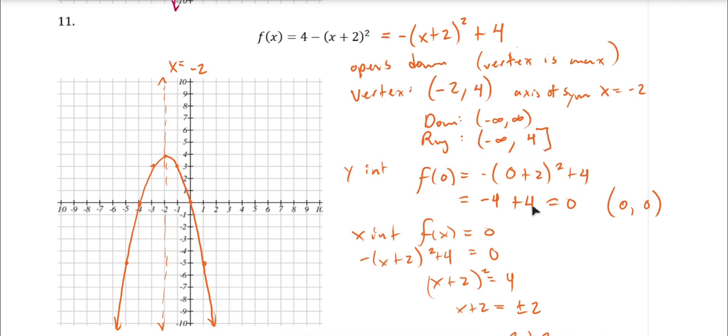What is our y-intercept? Plugging in 0, we could find that as just being 0. So we know that this passes through the origin. And actually this tells us we know one of our x-intercepts here. Let's see if we find that when we go to solve.